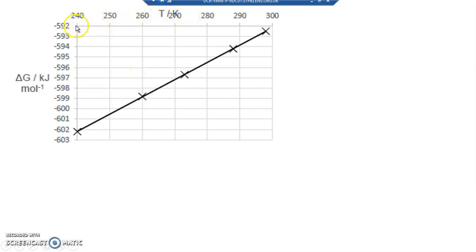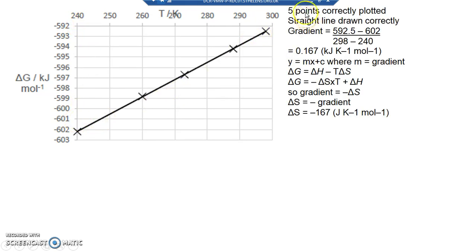So I've plotted with the origin here, so I can come down on this side and I can go across, and I've started from 240 and minus 592, and I've plotted the points on the graph and drawn a straight line. There's a mark for plotting the five points in the straight line and then working out the gradient. So that's the change in y divided by change in x. So you take 592.5, the high point, going down to minus 602. So minus 592 minus 602.